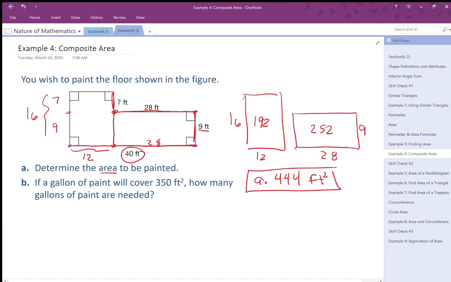Part B says if a gallon of paint will cover 350 square feet, how many gallons of paint will be needed? 444 divided by 350 is 1.27. I'm sorry, 1.27 gallons of paint.